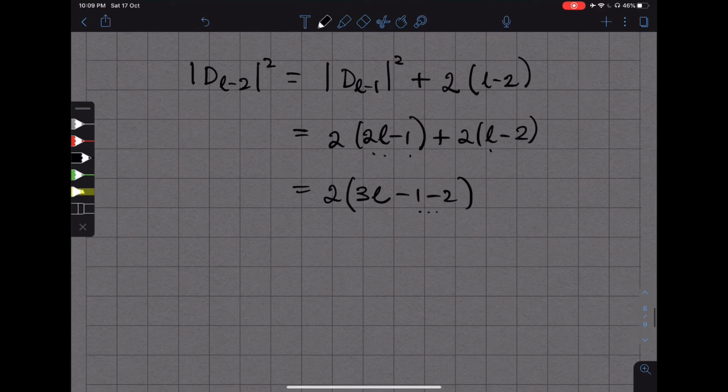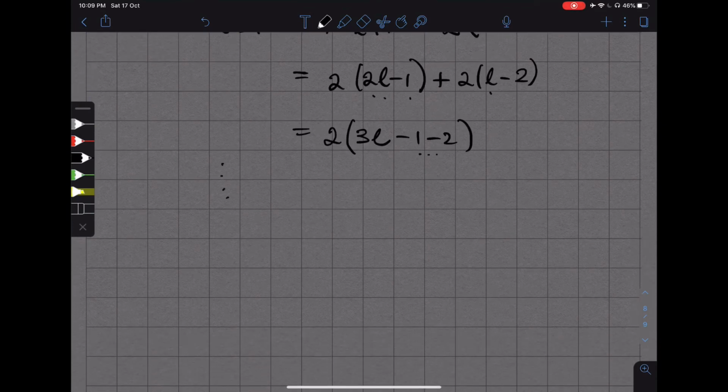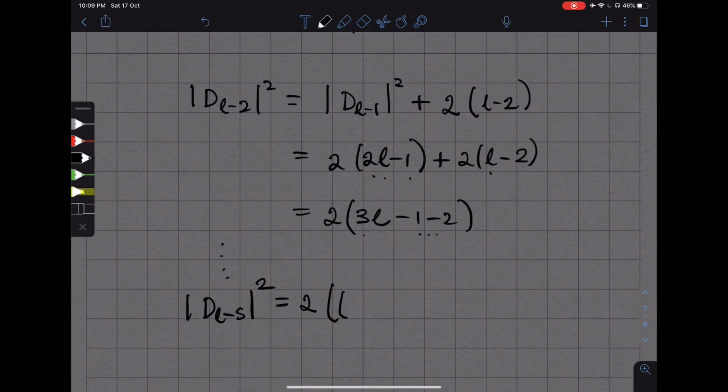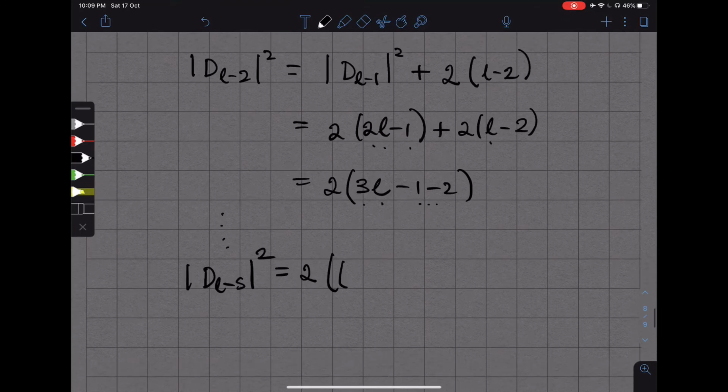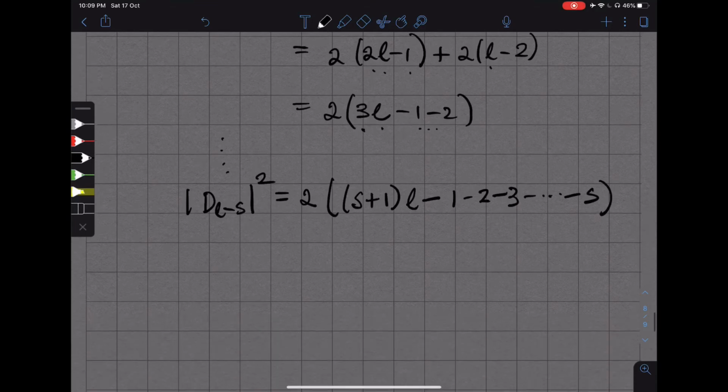So we can now do this S times. If you go down S times by applying our lowering operator, we are going to get D_(L-S) squared, and that's going to give us 2 times, and here we had 3 times L, so this 3 was related to this guy, so here we're going to have (S plus 1) times L, and then I'll get a bunch of numbers: minus 1 minus 2 minus 3 dot dot dot minus S.